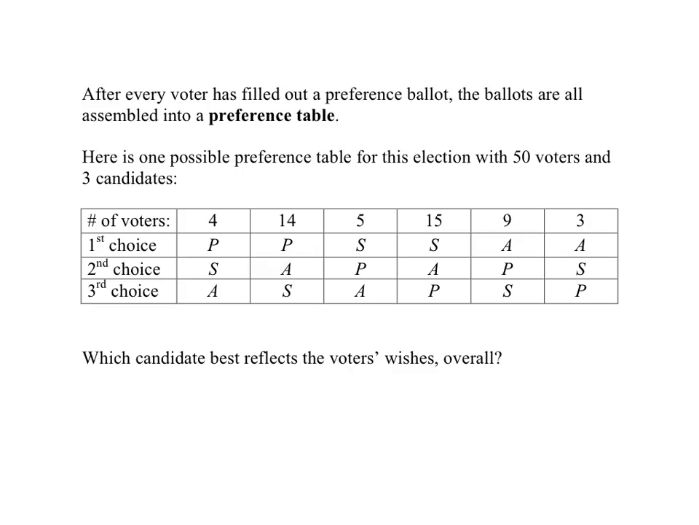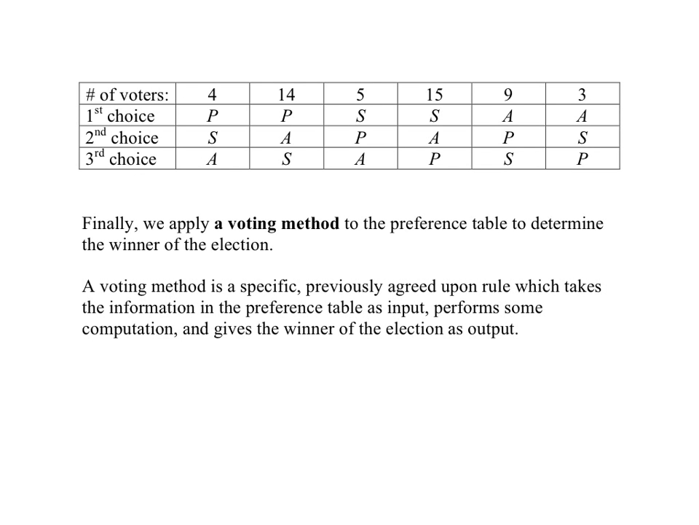How about Sam supporters? Well, there were 5 plus 15 makes 20 total Sam supporters, but they broke down into 2 groups in different ways. And similarly, 12 voters total voted for Alex, but those 12 break down in this way. Again, the question is always, which candidate best reflects the voters' wishes overall? Well, here's our preference table again. Okay. So how do we answer this question?